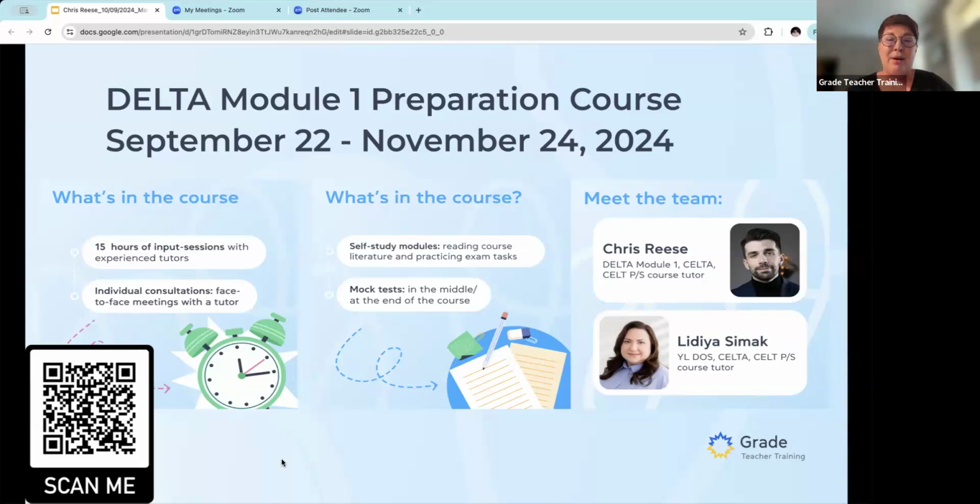What I really loved about the course is that there are mock tests in the middle and at the end of the course, and you will get feedback from the tutors. We looked at the different tasks, and when you come to the exam room after taking the course, you really feel confident because you know what you have to do in that room. You just come, you answer all the questions, and actually you get your grade for passing this exam.